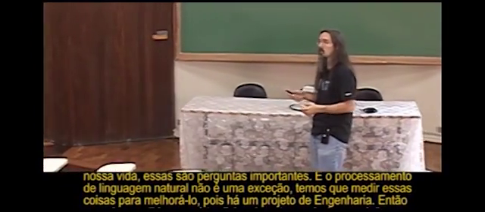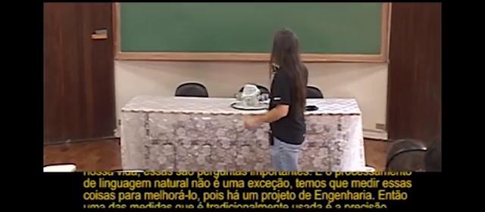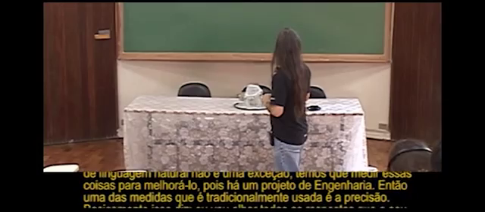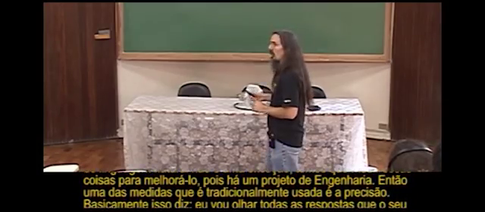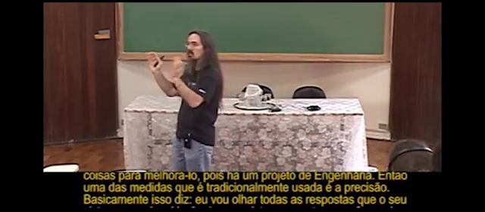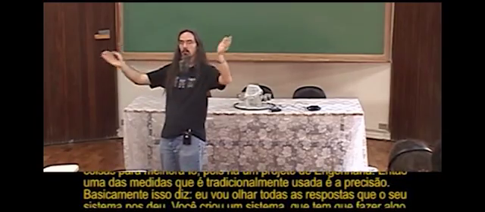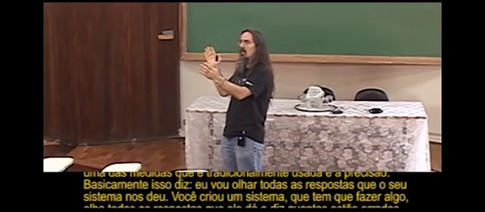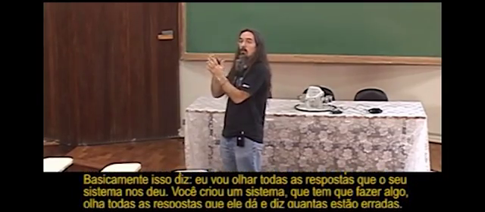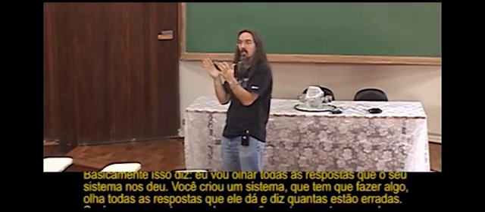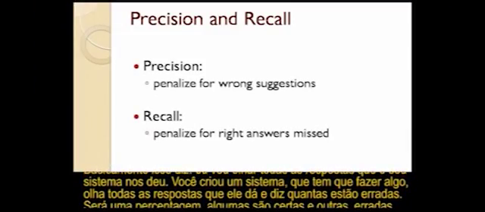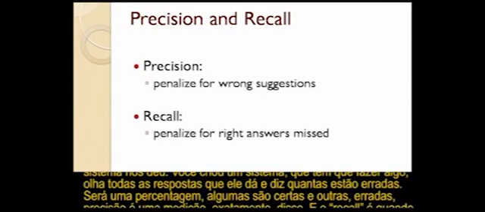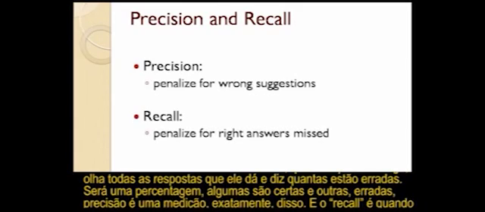It's an engineering project. So one of the measures they traditionally use is precision. So that basically says, okay, I'm going to look at all the answers that your system gave me. So you wrote a system, and it's supposed to do something. And now I'm going to look at all of the answers that it gives, and then I'm going to say, how many are wrong? Right? So there's going to be a percentage. Some percentage are right, some percentage are wrong. Precision is a measure of exactly that. Okay?